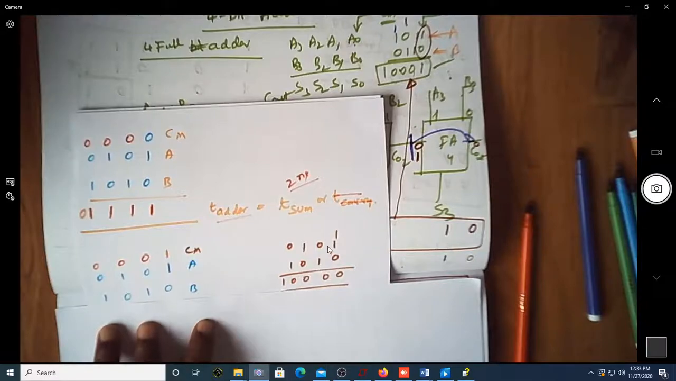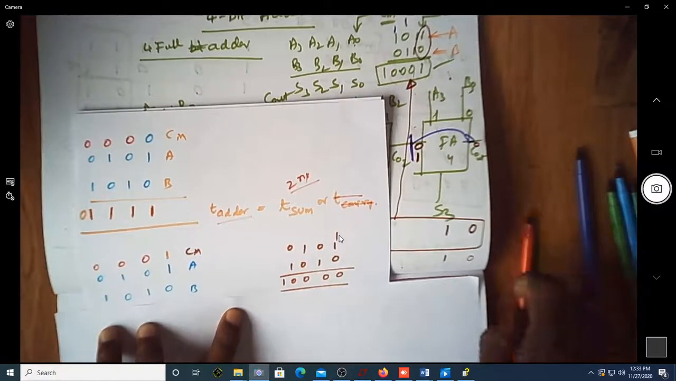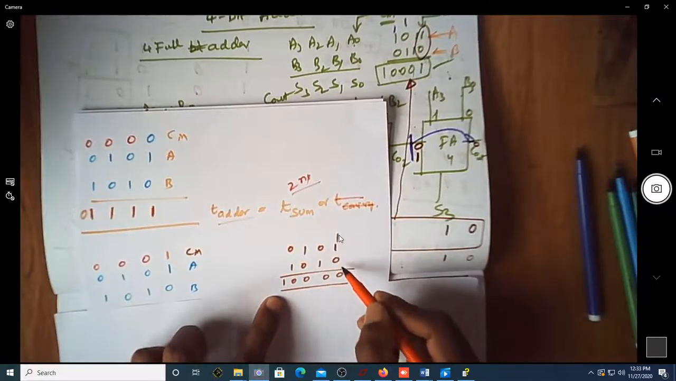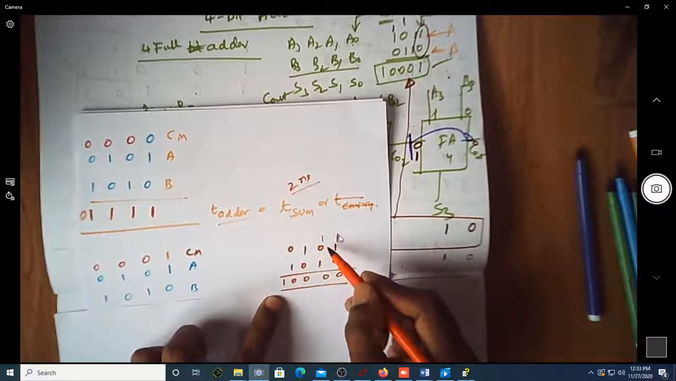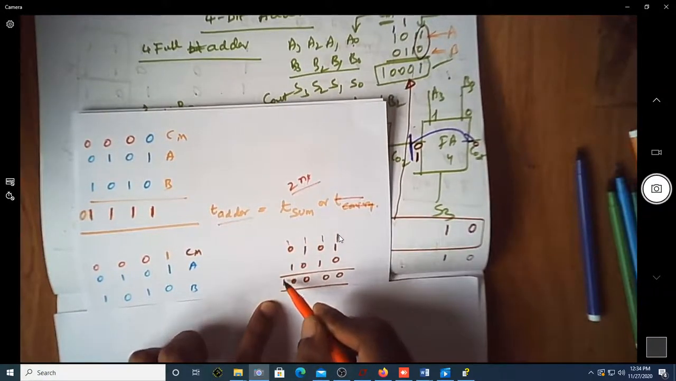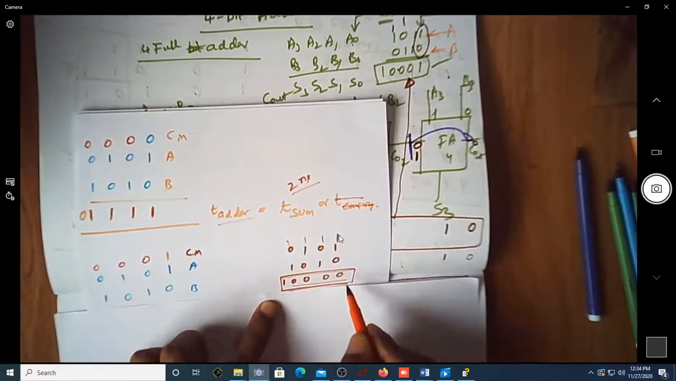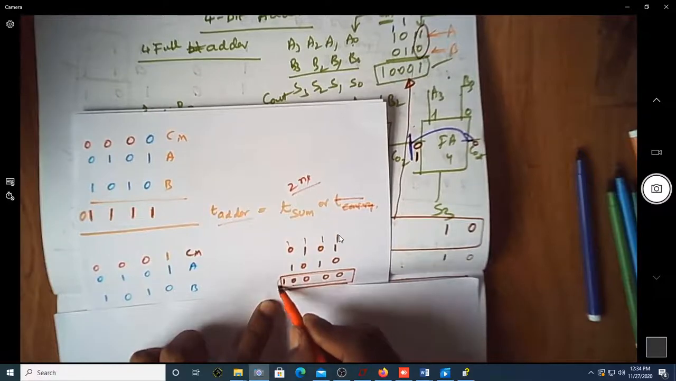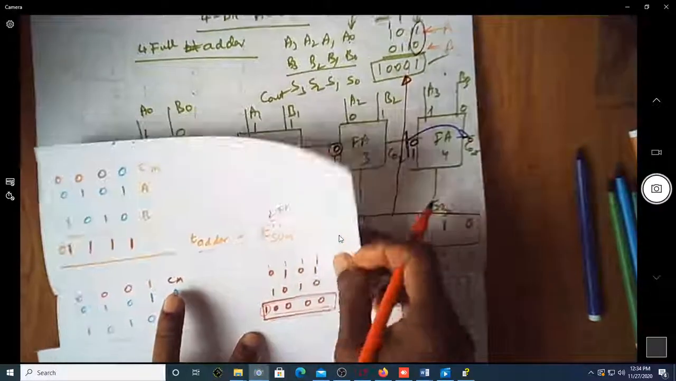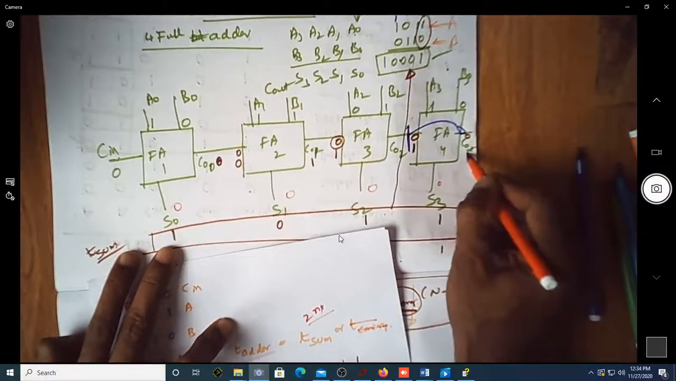As we know, if you do it manually, 1 plus 1 is 0 with a carry 1. Of course this is a full adder input. Then you write 0 with a carry 1, then again 0 with a carry 1, again 0 with a carry 1. So this is the final output I'm expecting, with all 4 sum bits as 0 and the carry out as 1. So I have to get 0 0 0 0 and then the carry should be 1.